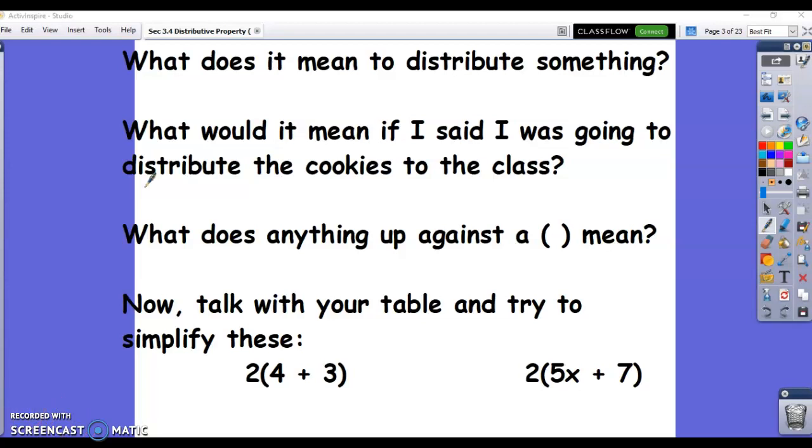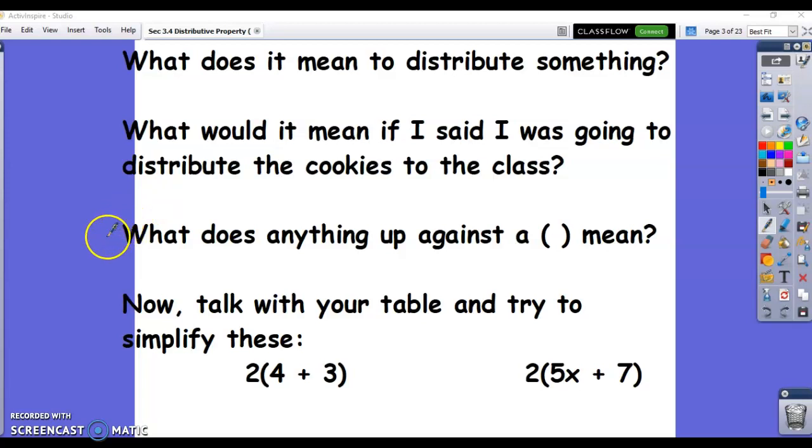So as you discussed with your table partners what it means to distribute, hopefully you came up with an idea of taking something and giving it to multiple places. I always like to think of mailmen. They come and they distribute mail to each house in the neighborhood. You can also think of it as like a pizza delivery man. If he goes out to distribute 5 pizzas to 3 different houses, he's distributing that group of pizzas to a certain amount of houses. And then this question here is, if I said that I was going to distribute cookies to the class, that means I would bring a certain number of cookies and I would distribute or give a small amount of cookies to each of the members in the class.